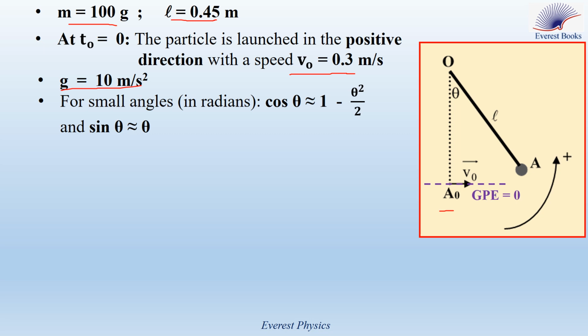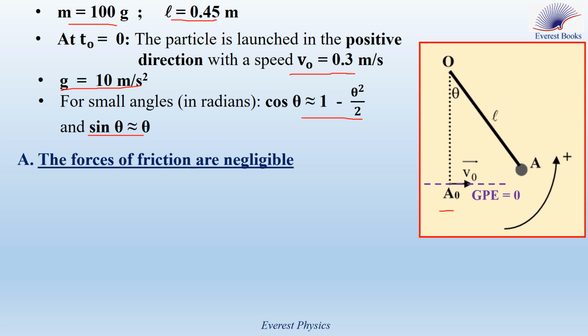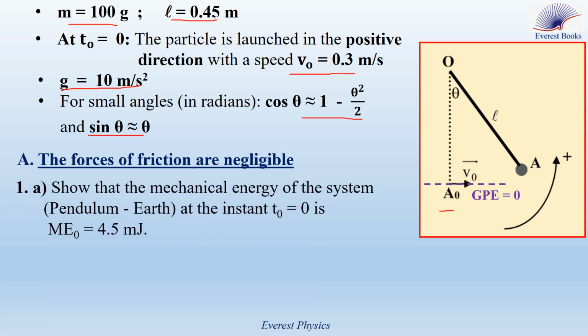For small angles expressed in radians, cosine theta can be replaced by 1 minus theta squared over 2, and sine theta can be replaced by theta. Part A. In this part, we neglect the forces of friction. Part 1A. Show that the mechanical energy of the system pendulum-Earth at time 0 is 4.5 millijoules.